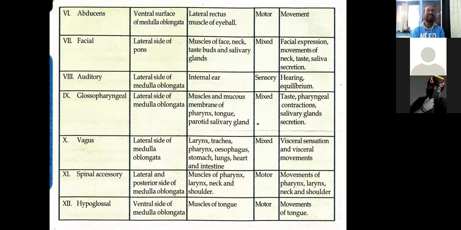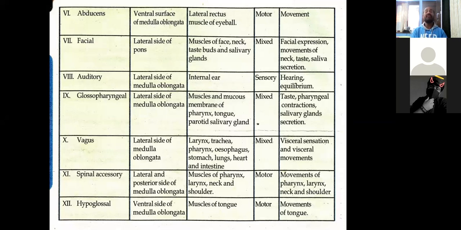It is the vagus nerve, from the lateral side of the medulla oblongata. Area innervated: larynx, trachea, pharynx, esophagus, stomach, lung, heart, intestine. What is the nature? Mixed. And what is it doing? Visceral sensation and visceral movement. Activities of these three systems.